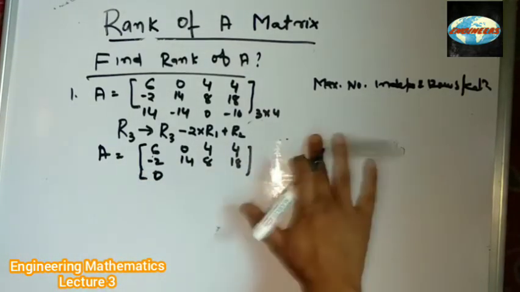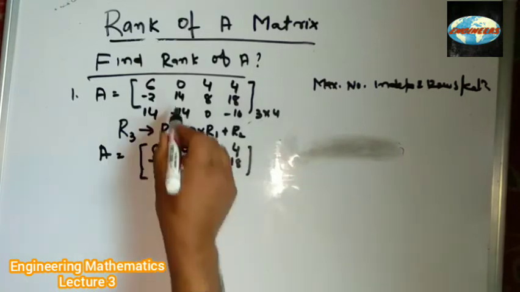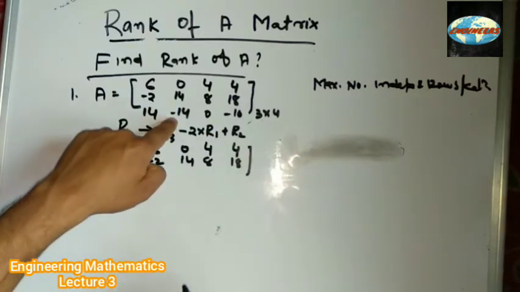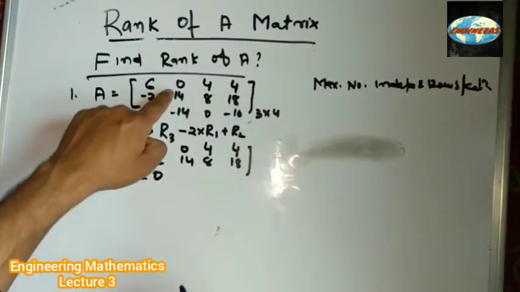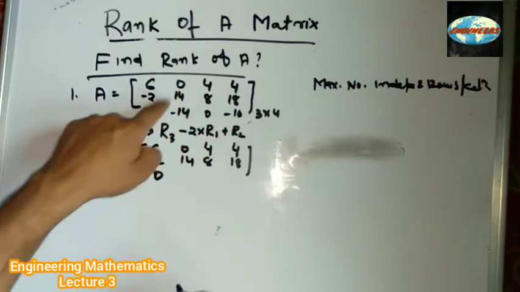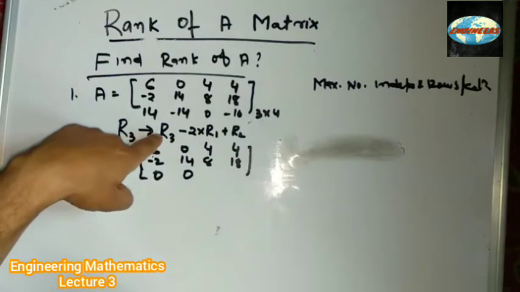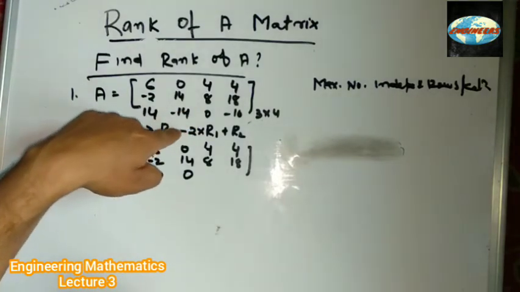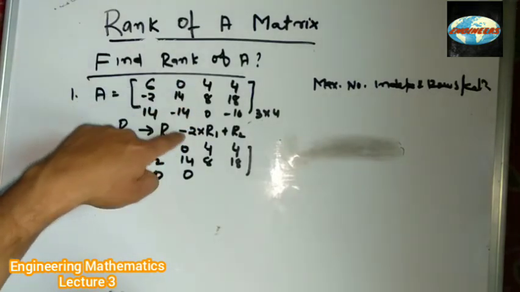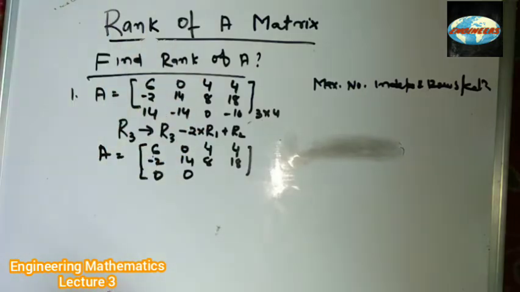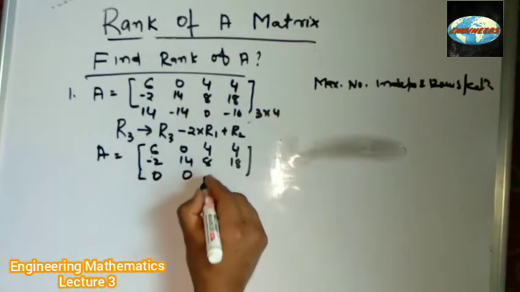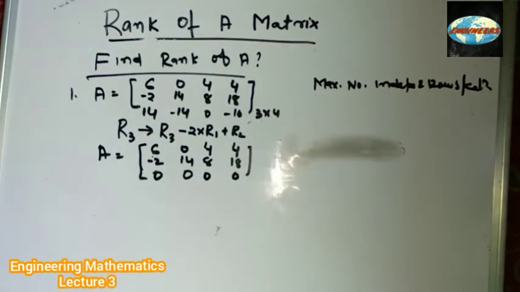Similarly, for this element of R3, minus 14 minus 2 times 0, plus 14, so minus 14 plus 14, so this is also 0. For the next, 0 minus 2 times 4, that is 8, plus R2, that is 8, so minus 8 plus 8, so 0. This will also be equal to 0.